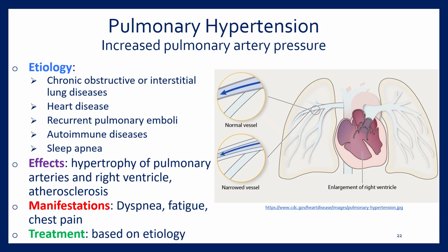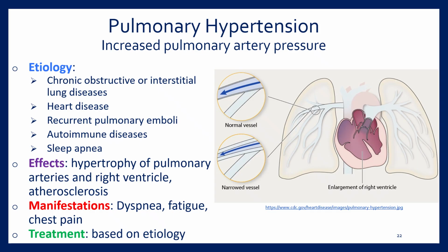Why does this become a heart problem? Well, as pulmonary artery pressure increases, the right ventricle has to work harder to push blood forward. Over time, this causes right ventricular hypertrophy and eventual right-sided heart failure, and this is called cor pulmonale. And yes, I know we've heard that term come up several times.